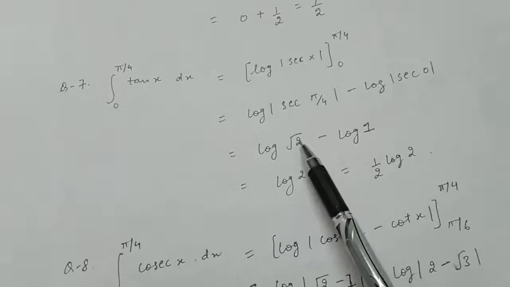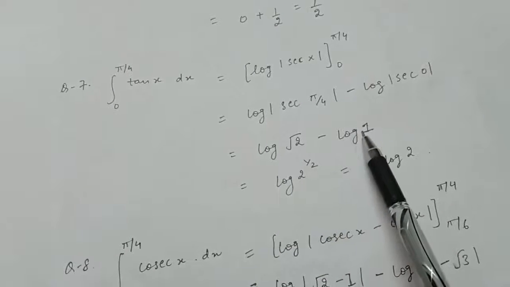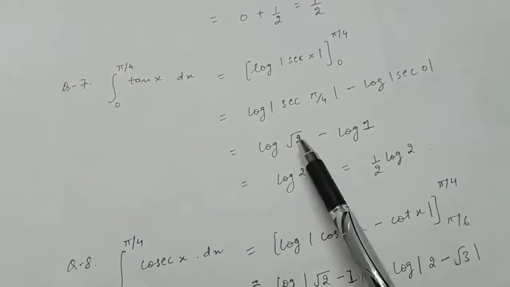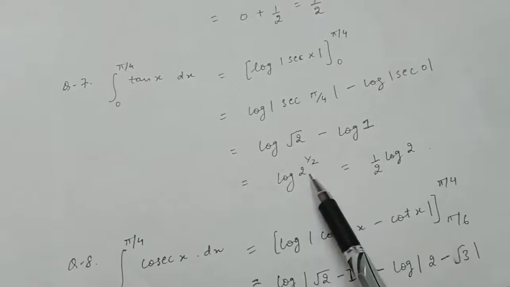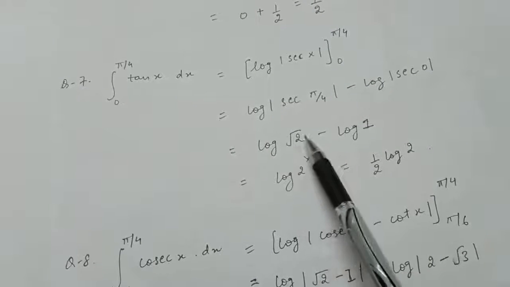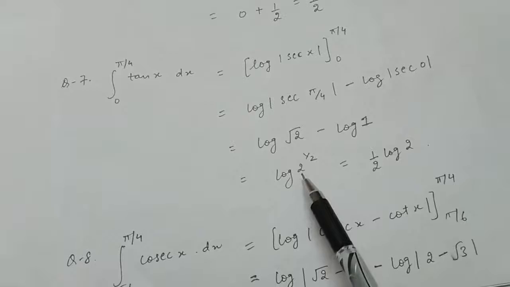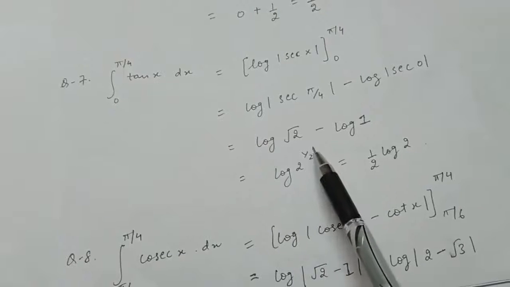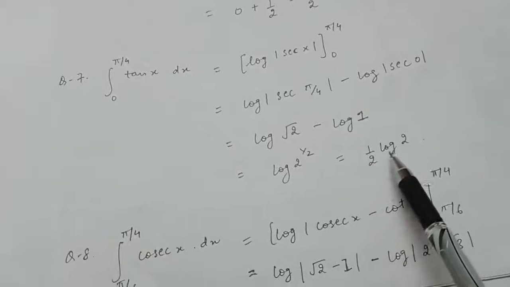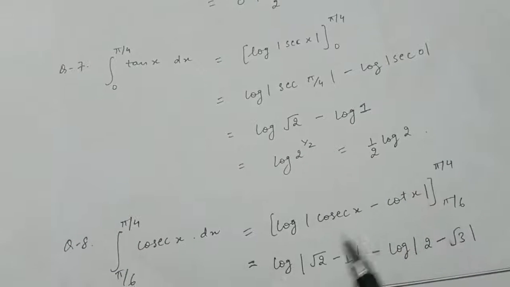Now you know log m minus log n can be written as log m upon n. So log of root 2 by 1 is root 2. Also log 1 is 0. So we are left with this term only, log root 2, which can be written as 2 raised to the power 1 by 2. Now take this 1 by 2 outside. So you will get it as equal to 1 by 2 into log 2, right?